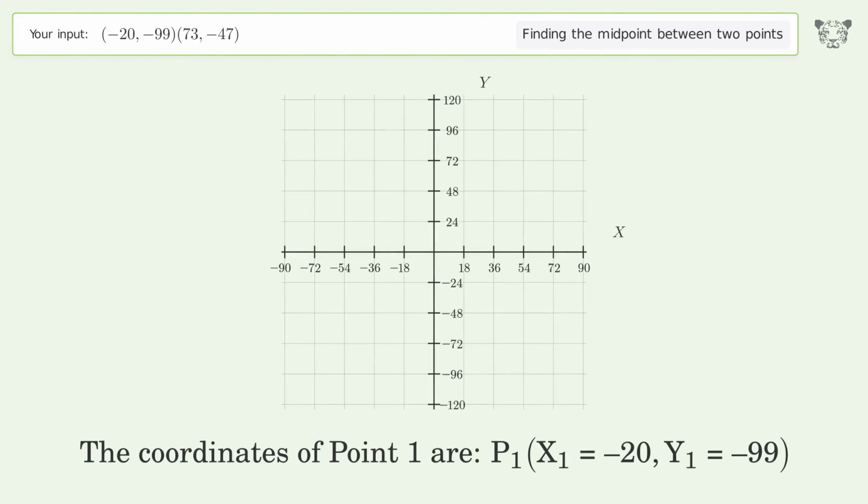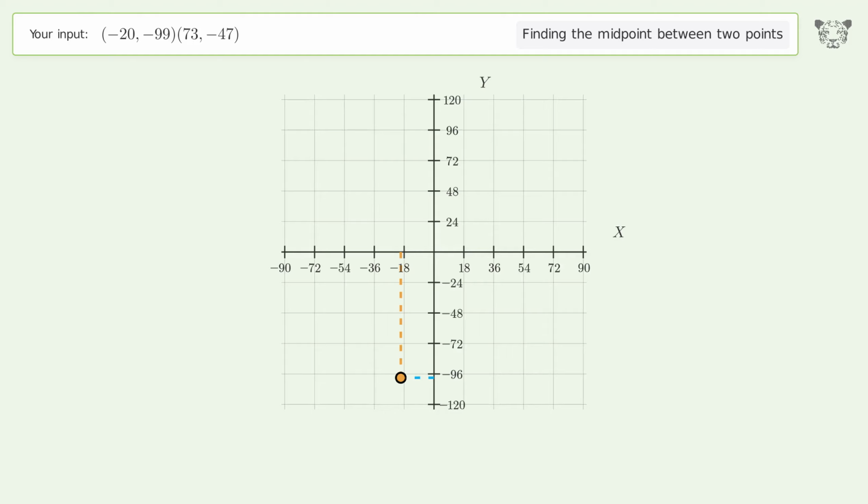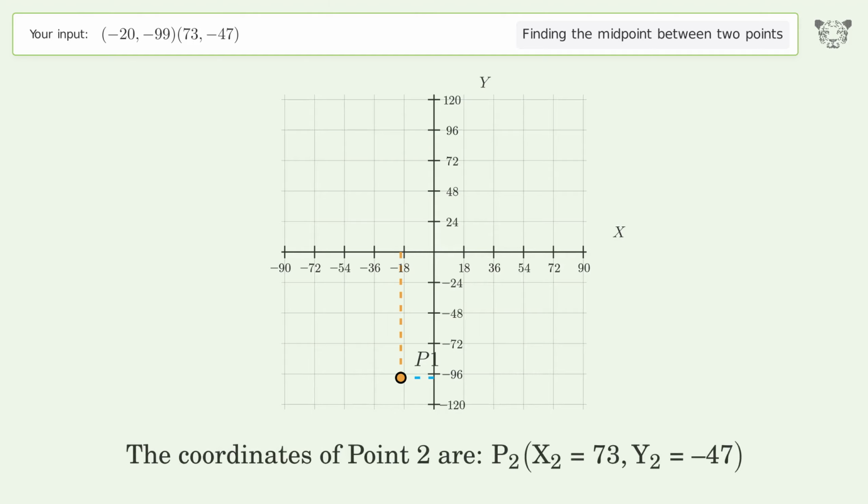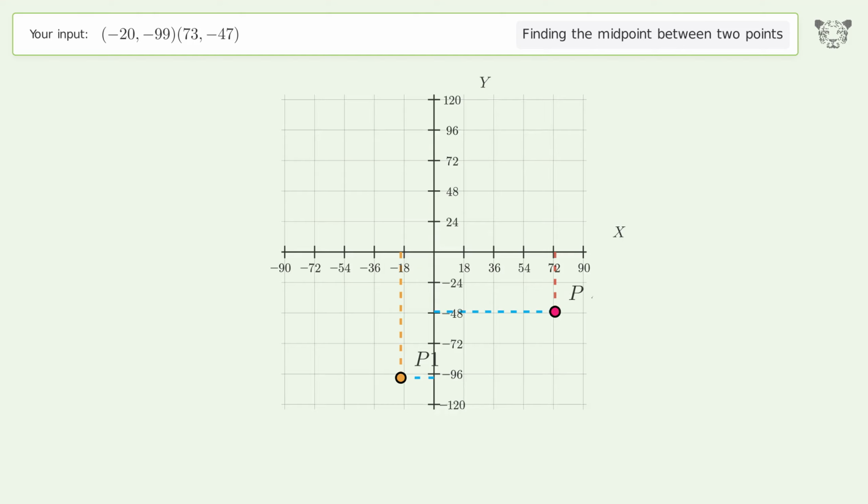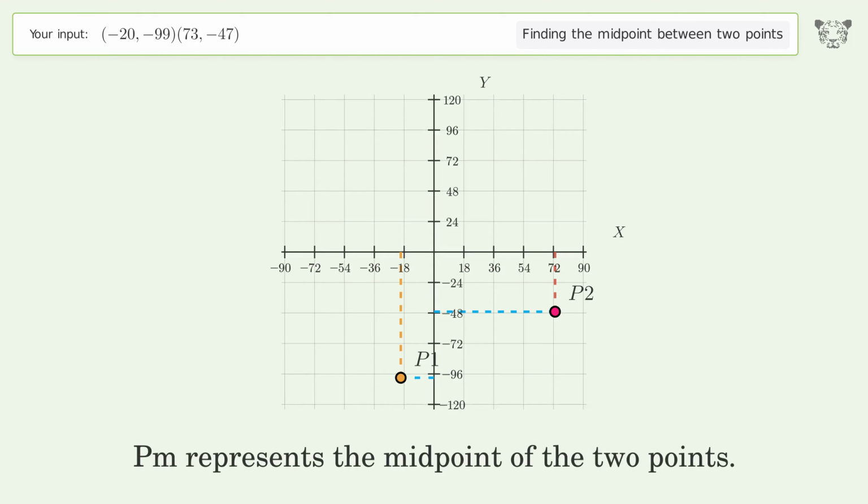The coordinates of point 1 are, x1 equals -20, y1 equals -99. The coordinates of point 2 are, x2 equals 73, y2 equals -47. PM represents the midpoint of the 2 points.